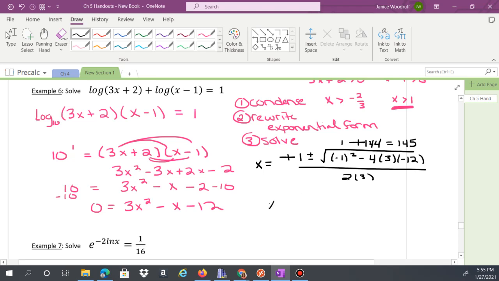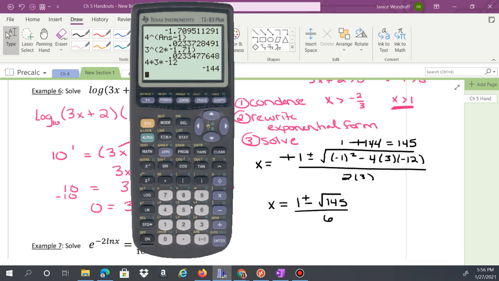And then 2 times 3 is 6. So 1 plus or minus the square root of 145 over 6. Does 145 simplify? You might have a 9. Nope. I don't think it simplifies, so it can stay like that. Now, I've got to throw one of them out, though, because I want x to be greater than positive 1. When I subtract, I'm going to get a negative. So 1 minus the square root of 145 divided by 6 gives me a negative value. So that one I've got to throw out.